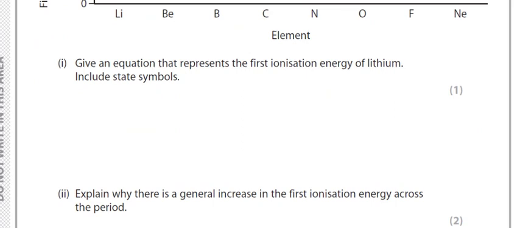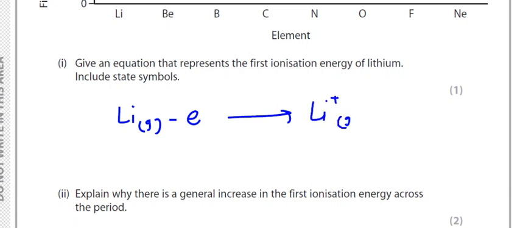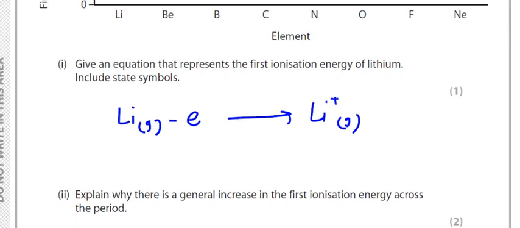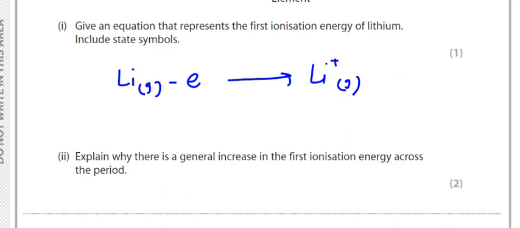Let's see. Give an equation that represents the first ionization energy of lithium. Include the state symbol. So from a gaseous lithium atom, you remove 1 mole of electrons to form 1 mole of gaseous lithium ions. So first ionization energy is defined as the energy required to remove a mole of electrons from a mole of gaseous atoms to form a mole of unipositive gaseous ions, all in the gaseous state.